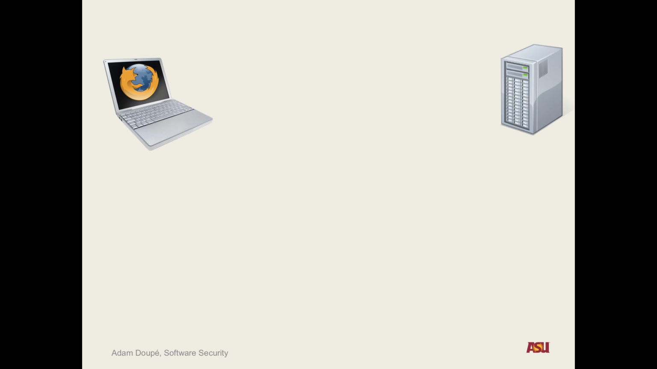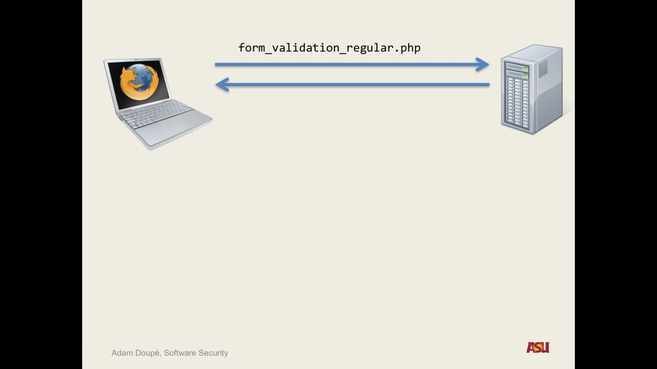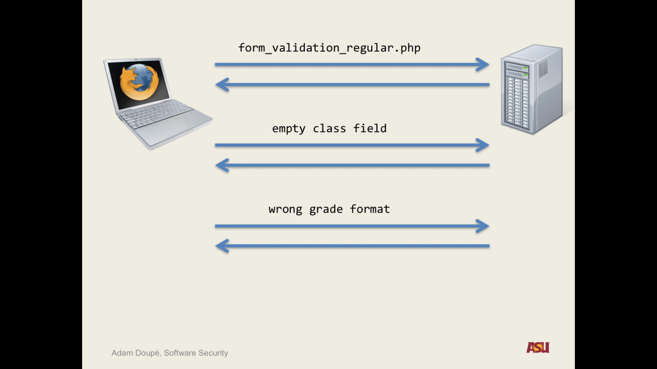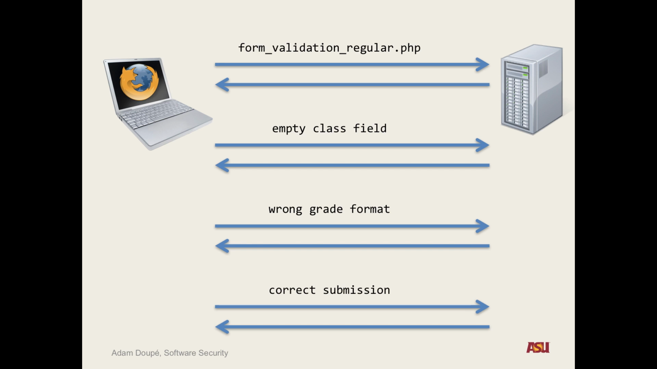But if we think about what just happened in that context, right, of me typing things in, my browser made a request to the form validation PHP page, got the response, the initial page, and then it made another request with an empty class field, and I got a response saying, oh, I need a class field. I made another request with the wrong grade format, and then I got another response back saying, oh, that's the wrong grade format. And then finally I had a correct submission. So this caused what, 1, 2, 3, 4 round trips to the server.